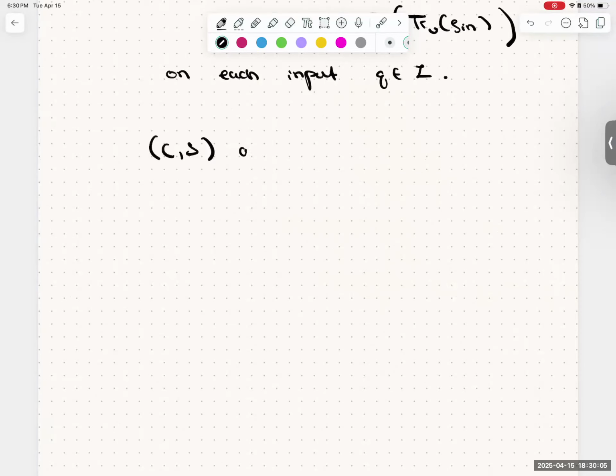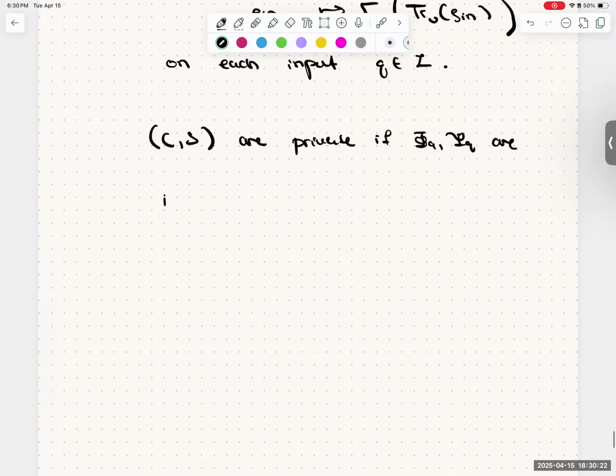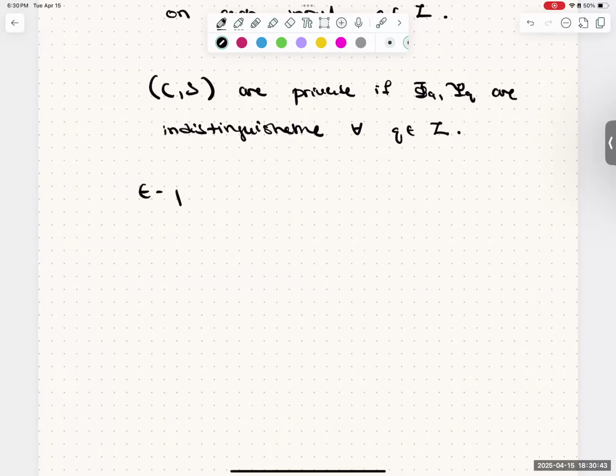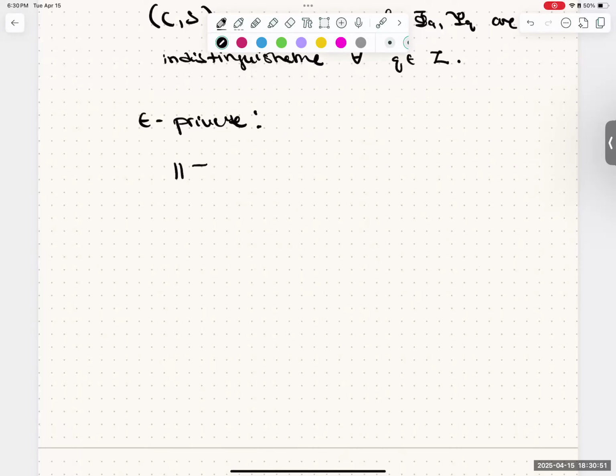So C and S are epsilon, or maybe just private, if phi q and psi q are indistinguishable for every q in L. And in particular, you say that something's epsilon private if the diamond norm is bounded by epsilon. So you have this for every q in L.